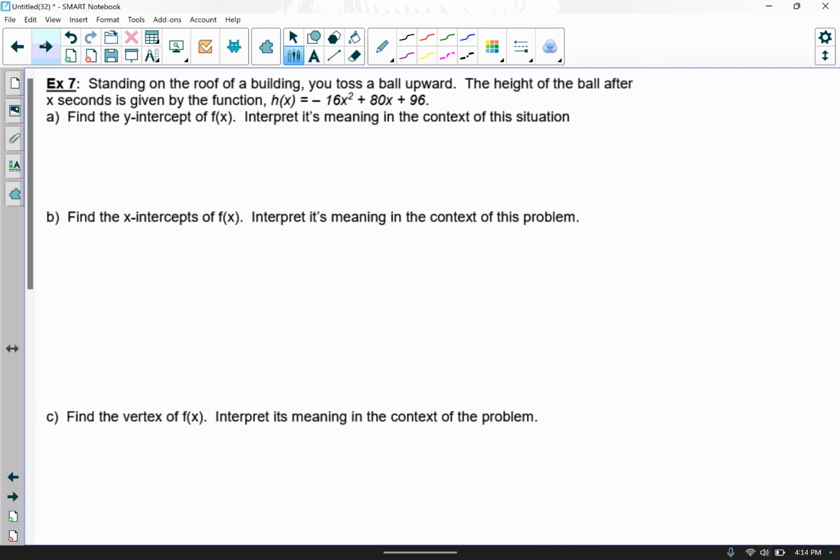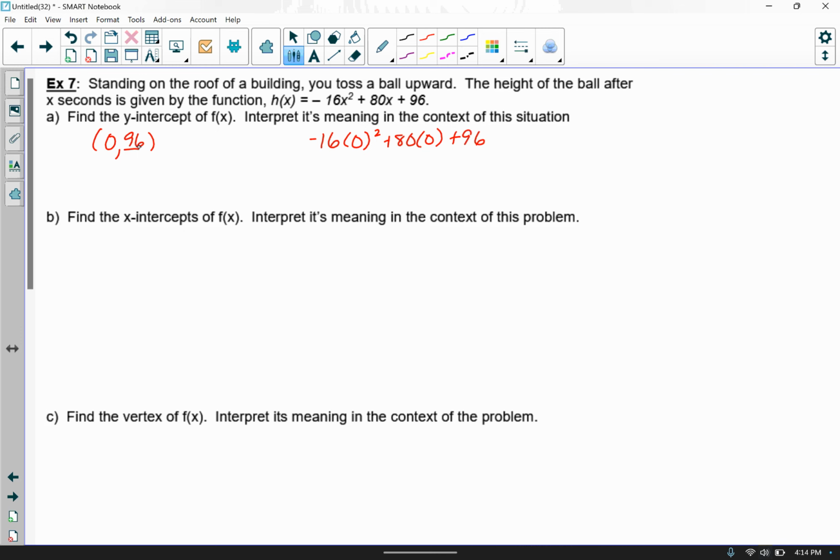So here in example 7, it says that standing on the roof of a building, you toss a ball upward. The height of the ball after x seconds is given by this function. Part A wants you to find the y-intercept of your function. Remember y-intercept, trying to solve for y, plugging 0 in for x. So negative 16 times 0 squared, plus 80 times 0, plus 96. Well, we know all that's going to zero out. I'm just going to have 96 left over, okay?